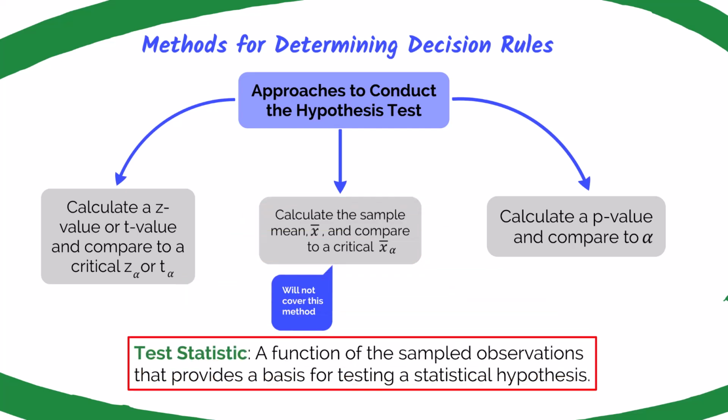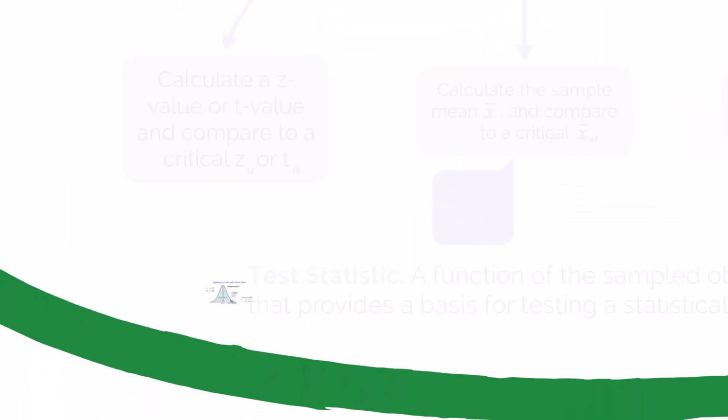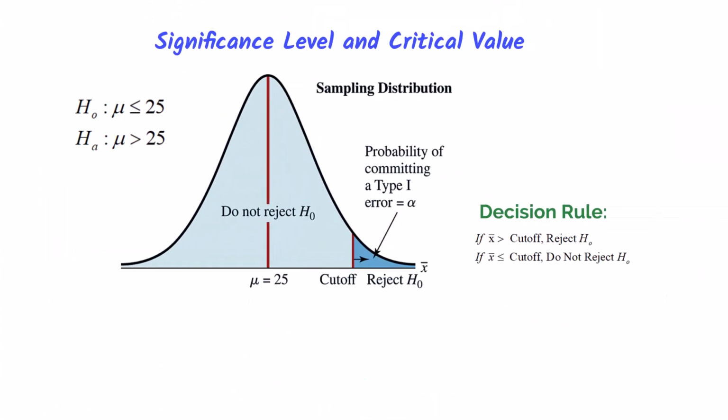Now, a test statistic is a function of the sampled observations that provides a basis for testing a statistical hypothesis. In other words, we're going to use the sample data to calculate a test statistic and use it to draw an inference or decide on some business situation. So how do we make those decisions?